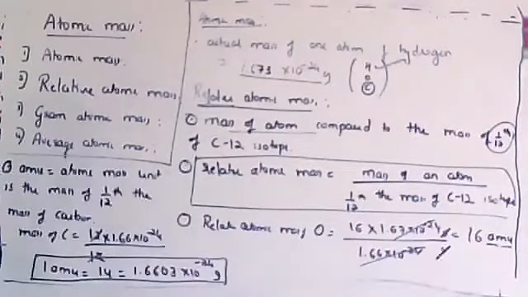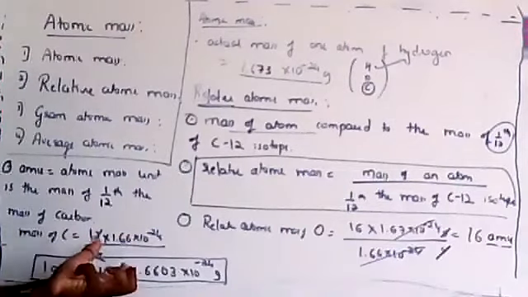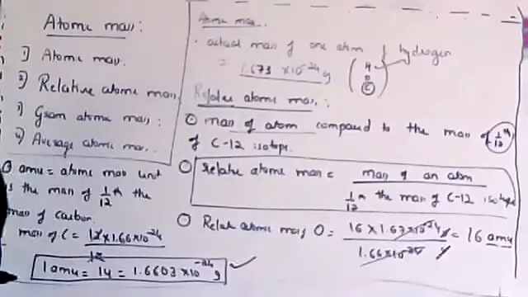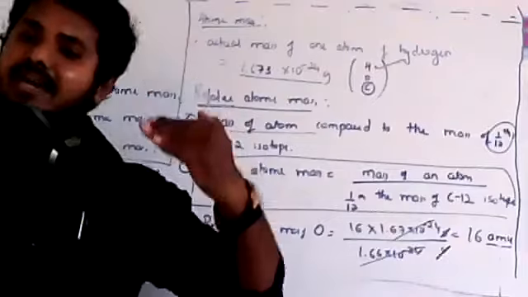Dear students, if you feel you already know all these things, I can skip this part and continue. But you should understand all the basic things, because you may get it in the exam. What is AMU? You should know that AMU is nothing but the mass of one carbon atom divided by 12.